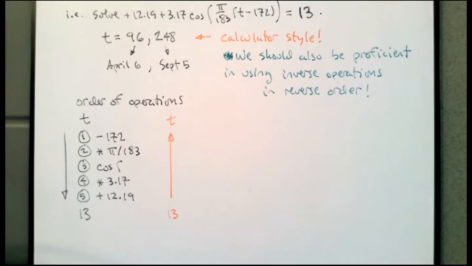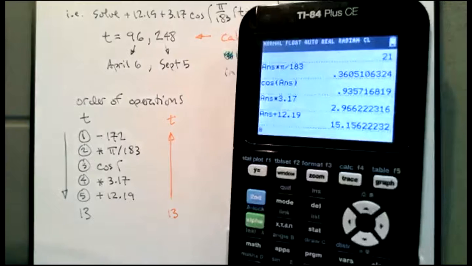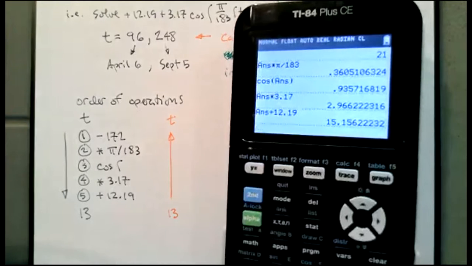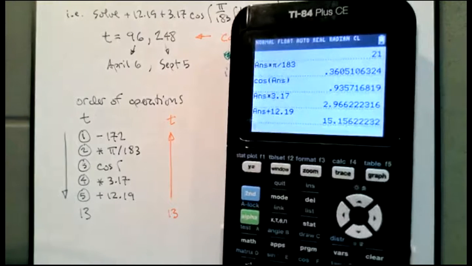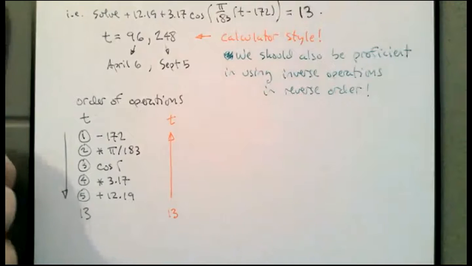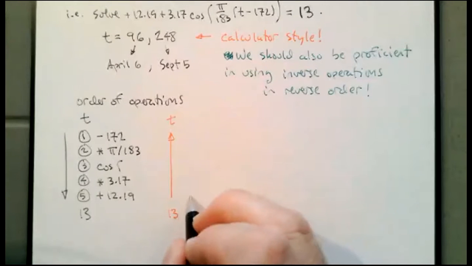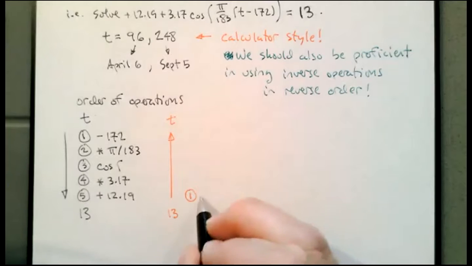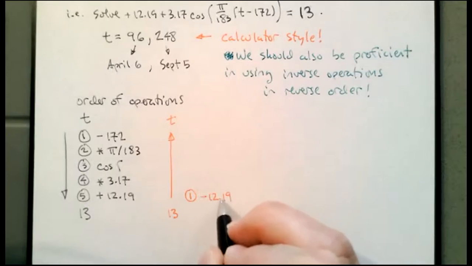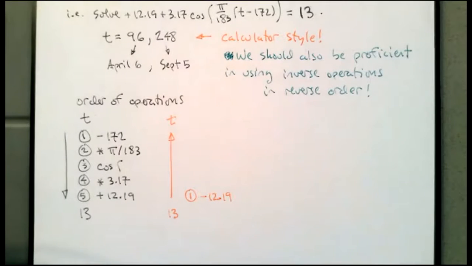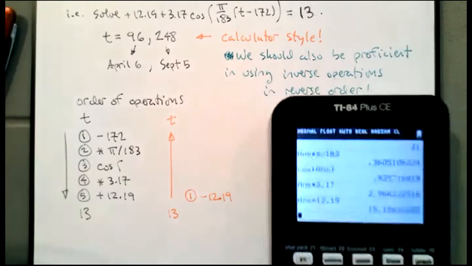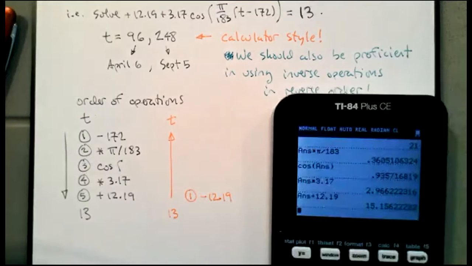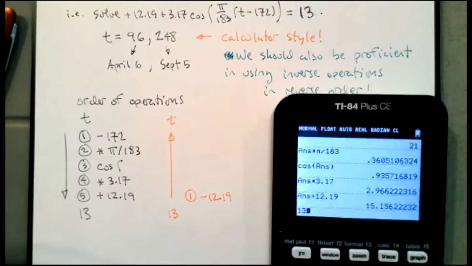Whatever we started with t, the last thing that happened is we hit plus 12.19. So the first thing that we need to undo is plus 12.19. So our first step in undoing what this function did is to subtract 12.19. So I'll take the 13 and subtract 12.19.